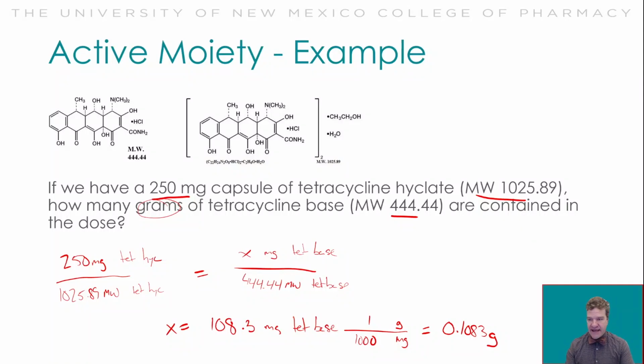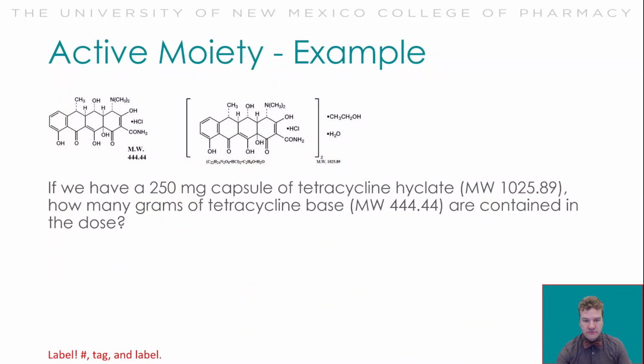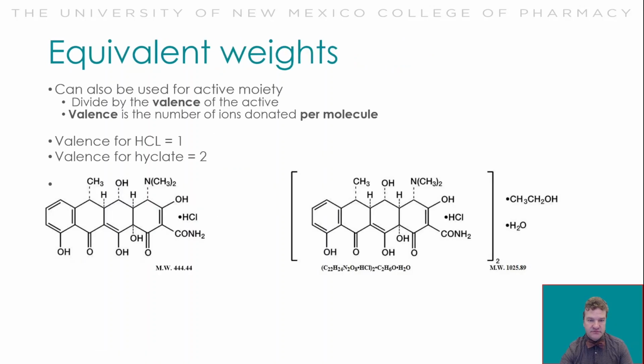Now, how can we check if we're right? We always said that the formulated is bigger, okay? The formulated was 250 milligrams, and our base was less. So that's a really good self-check to make sure we're doing this right, okay? So, again, label your numbers, tag and label. That will really help you solve these questions.